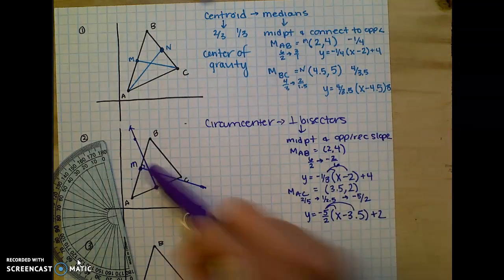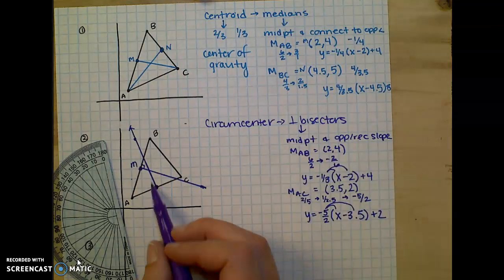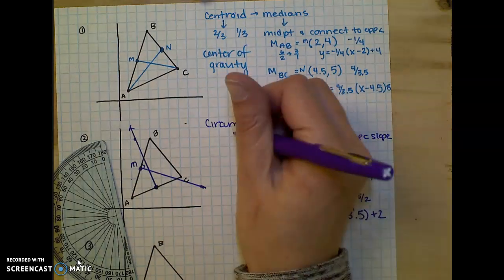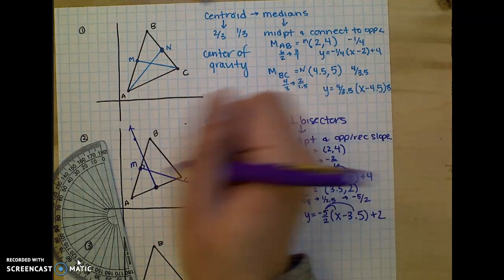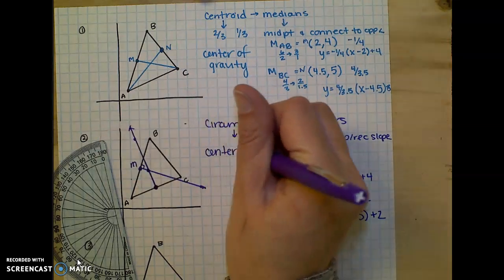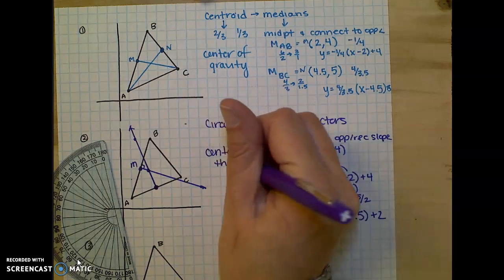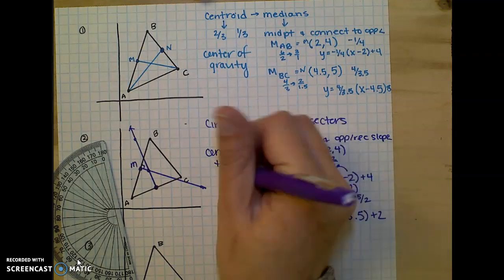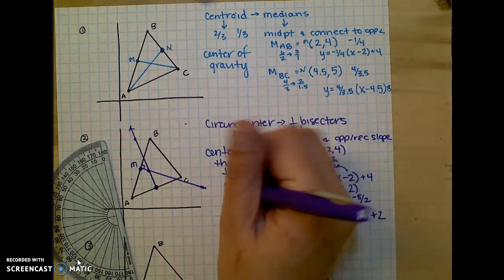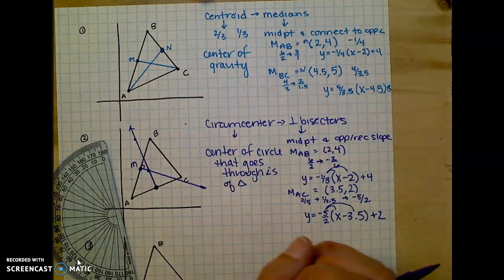But it looks like your circumcenter is going to be around 3, 1, 2, 3, 4-ish. A little less. Now the circumcenter is nice because it is the center of a circle that goes through the angles of your triangle. So it's like that outside circle.